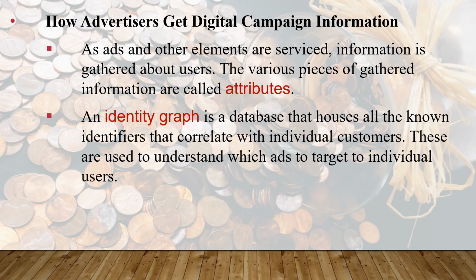As ads and other elements are served, information is gathered about users. The various pieces of gathered information are called attributes. So all that data that's being collected, in this case, not necessarily on those that are making purchases, but basically just getting the basic information of everyone that is being exposed. An identity graph is a database that houses all the known identifiers that correlate with individual customers, and these are used to understand which ads to target to individual users. So it's basically a way of visualizing all the data that is coming in and then using that visualization to try to make some assessments.